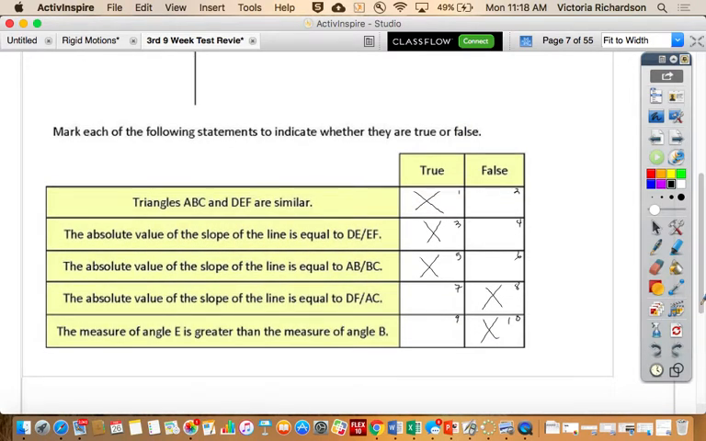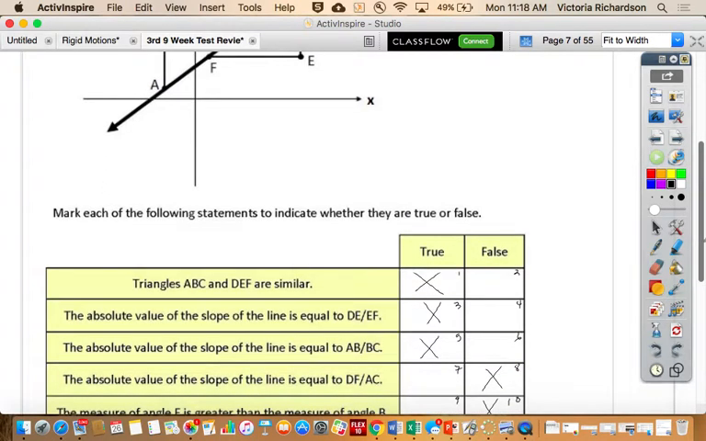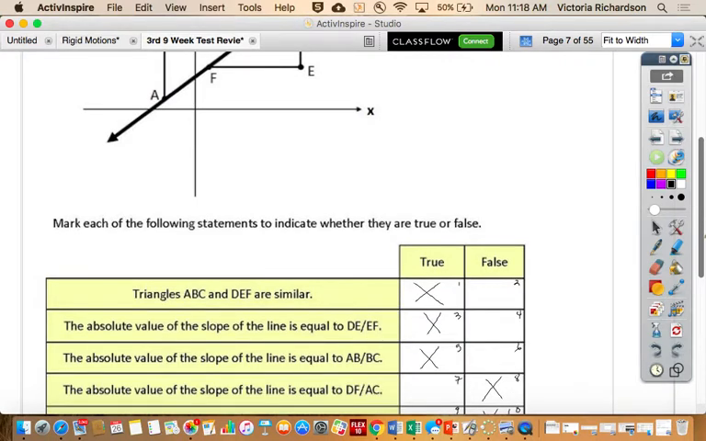The first one says, triangles ABC and DEF are similar. Yes, if they have the same slope, they're going to be similar. The second one says the absolute value of the slope of the line is equal to DE divided by EF. So we need to look. Anytime you're doing slope, you're doing rise over run, right? So this is rise over run. And the absolute value just means you take the positive. And so the slope of this would work out. That's a true statement.